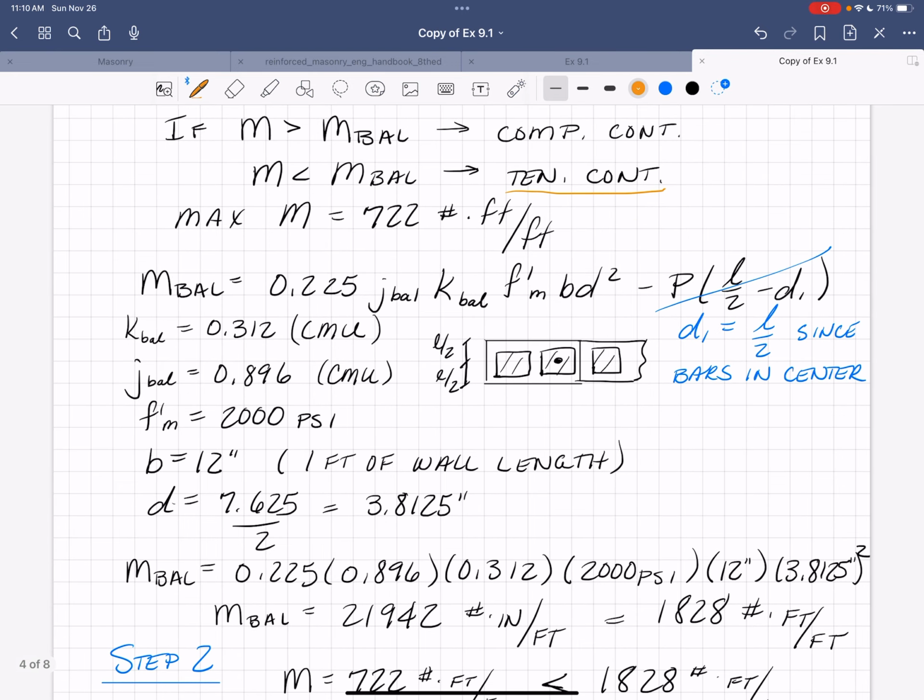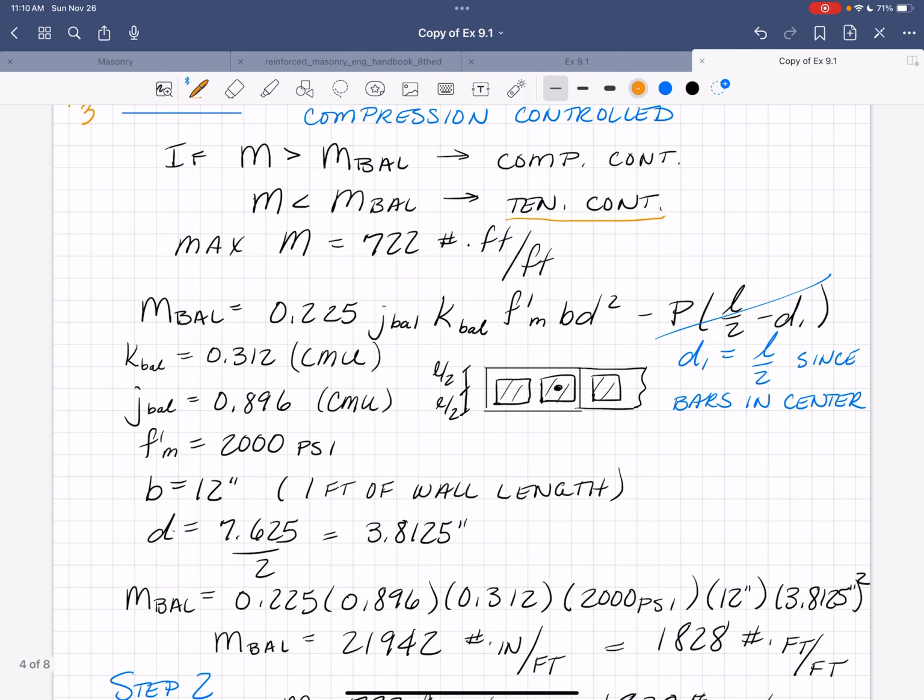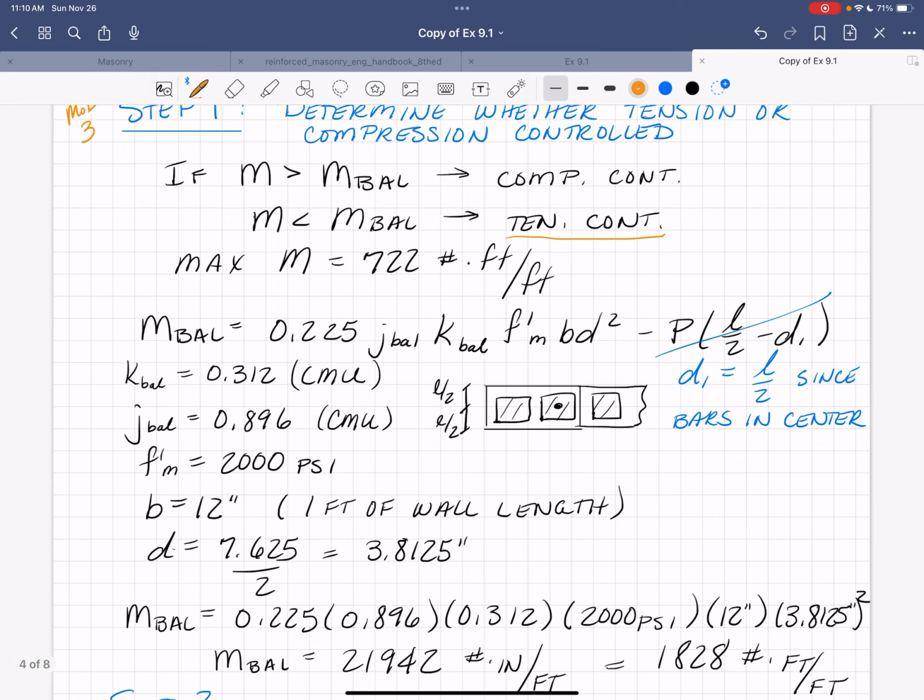And you have examples for every method in that engineering handbook from the Masonry Society. All right, so the first thing we do is take the maximum moment. That was the 722 pound-feet per foot, and I need to check whether it is less than or greater than the balanced moment, right? I tend to draw my interaction diagrams like a concrete one. If I'm on one side of a certain cutoff point, it's tension controlled, and on the other side, it's compression controlled, right? So, compression or tension controlled, basically.